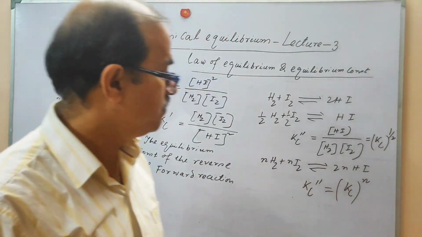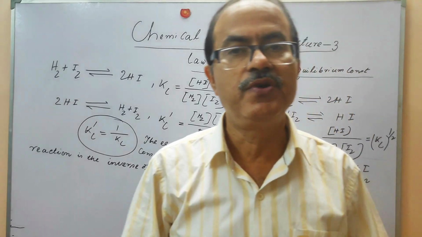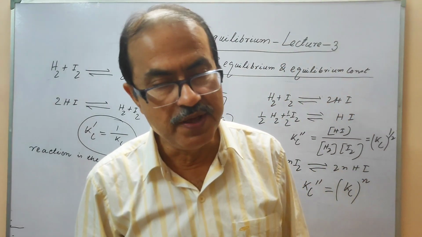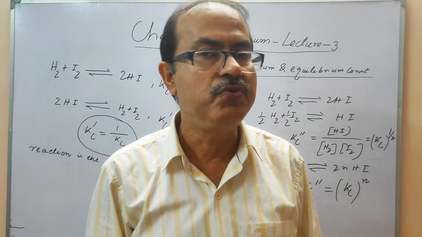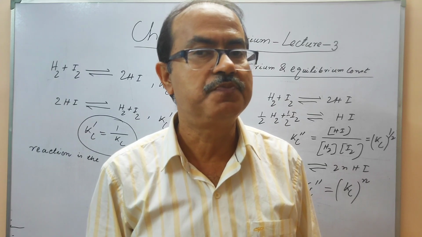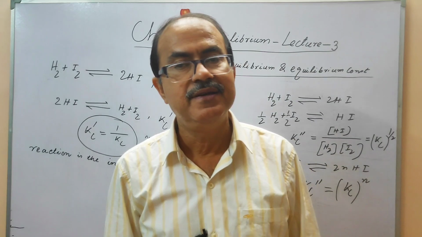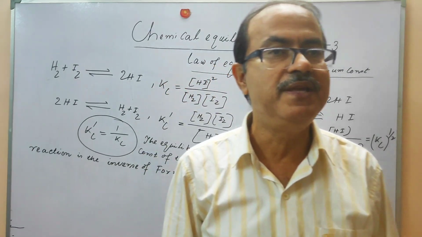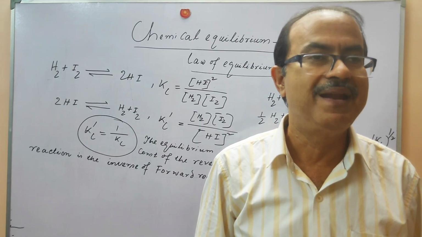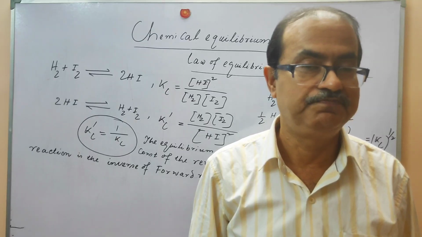So that is all for today's lecture. In today's lecture, we have covered a very important part, the law of chemical equilibrium and the equilibrium constant, and we also know now how to write the equilibrium expression for different reactions. Whenever we mention the equilibrium constant, because it depends on the stoichiometry of the balanced equation, we must mention the equation also.